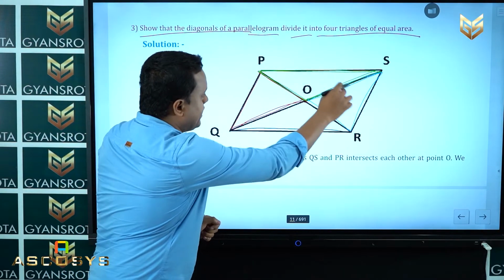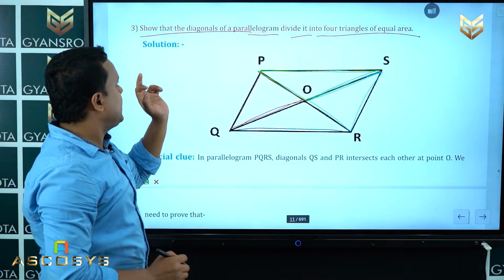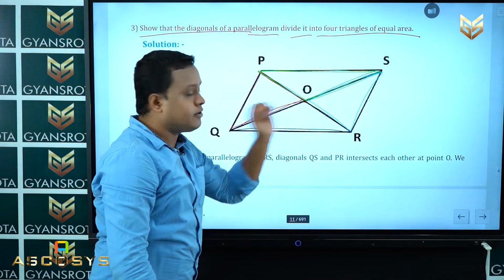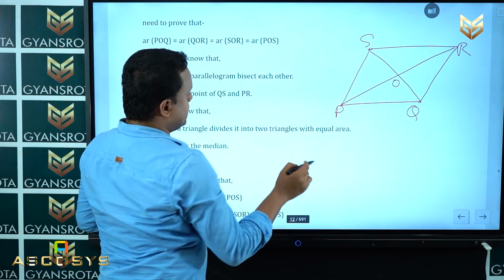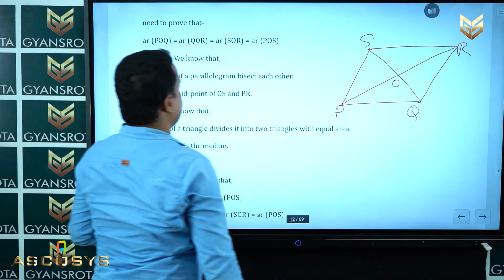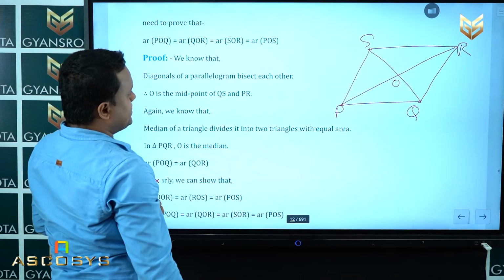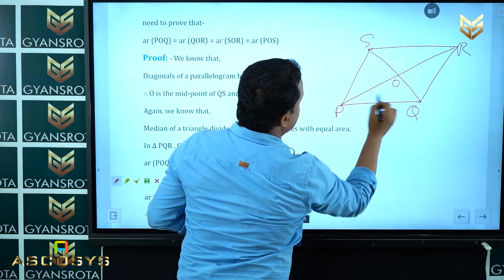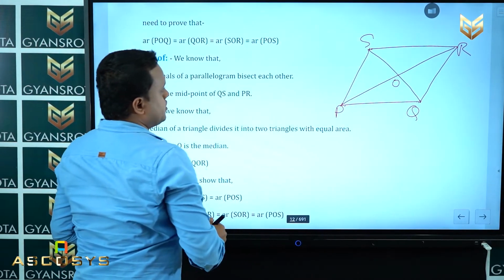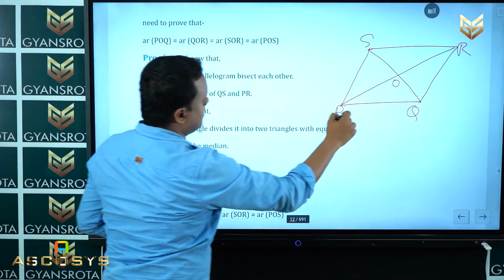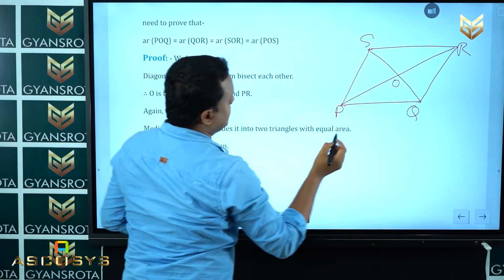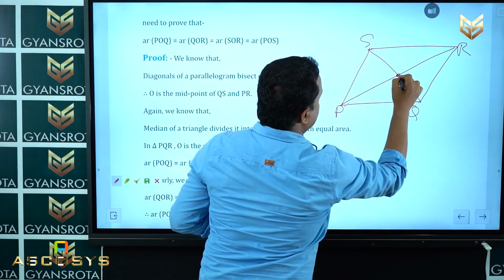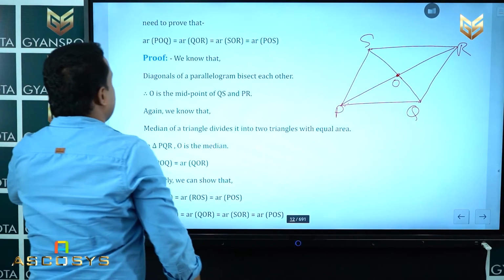Then if the areas of these 4 triangles are equal, we can say that the diagonals of a parallelogram divide it into 4 triangles of equal area. We know that the diagonals of a parallelogram bisect each other. So SQ and PR are the diagonals of this parallelogram PQRS, and they bisect each other. So PO equals OR and OQ equals OS.